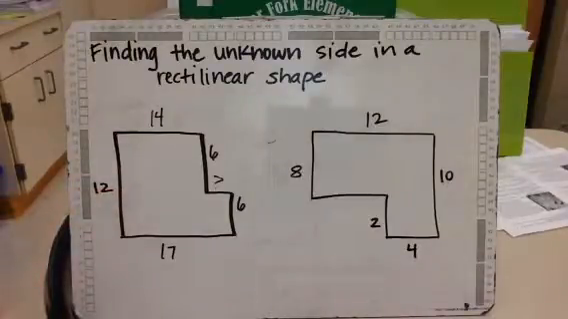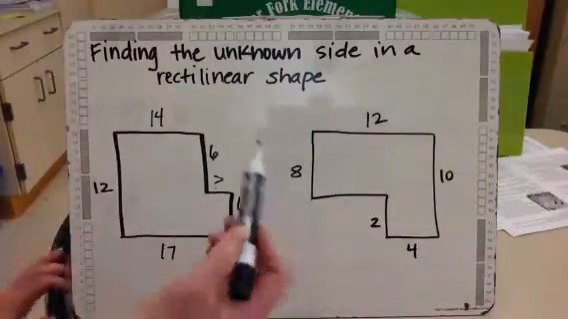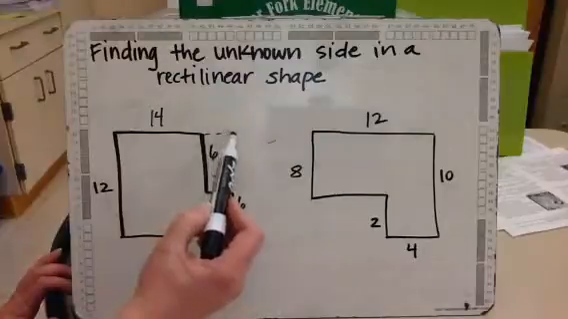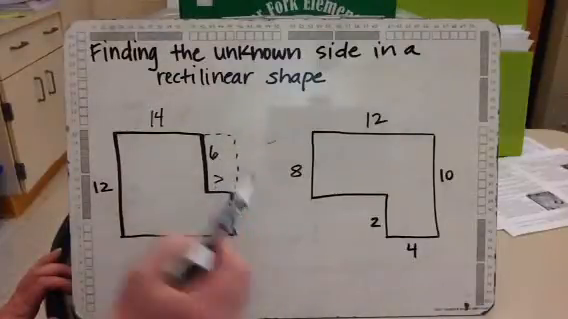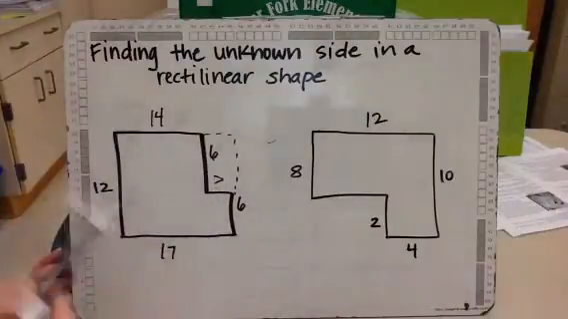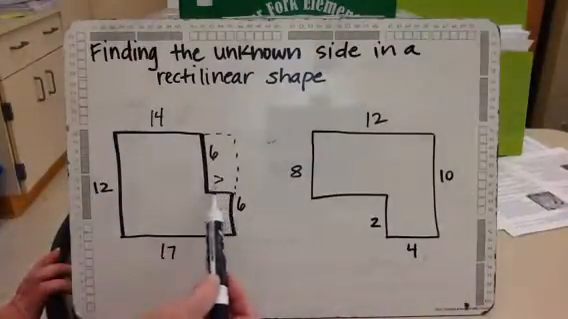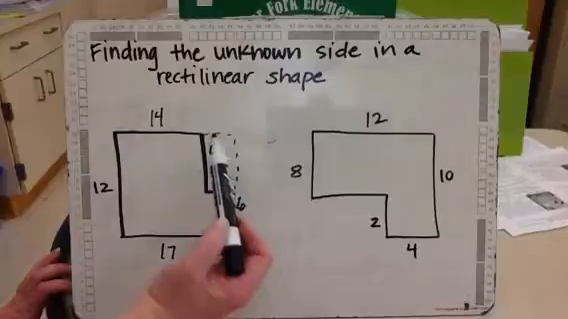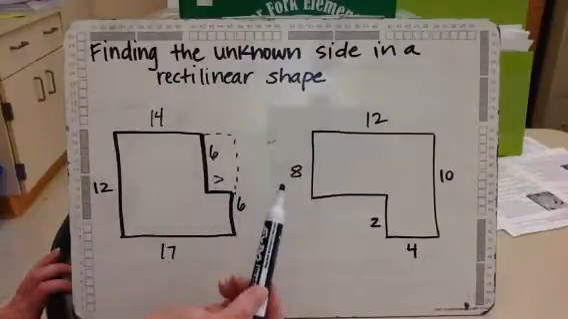It's a lot easier to find unknown sides when things are rectangles, because in rectangles, opposite sides are equal. So what I'm going to do is make this rectilinear shape into a rectangle. So now I have this big rectangle, okay? And I know that this side is equal to this side, because opposite sides are equal.